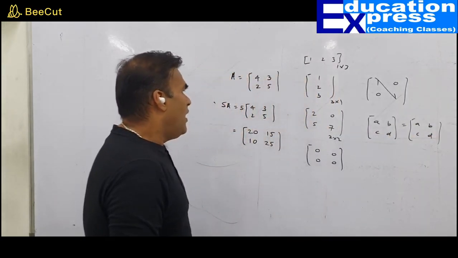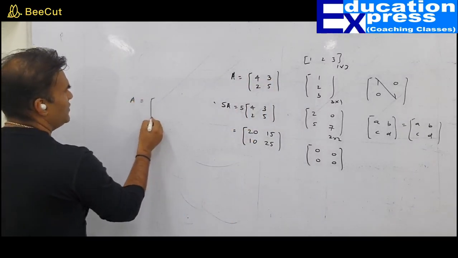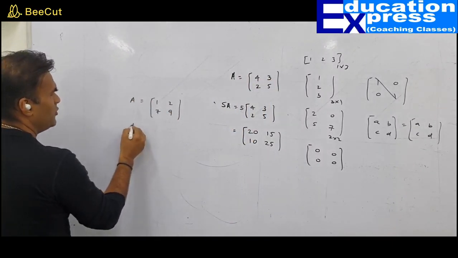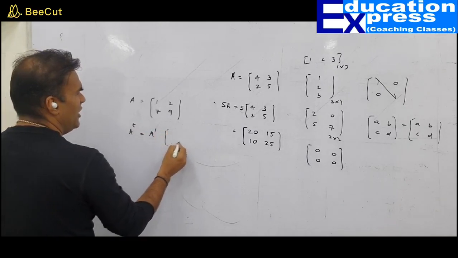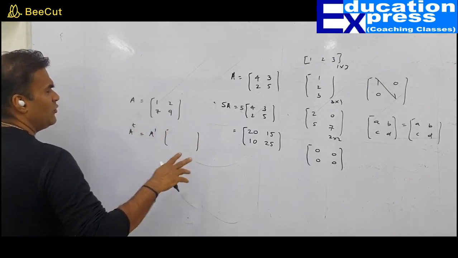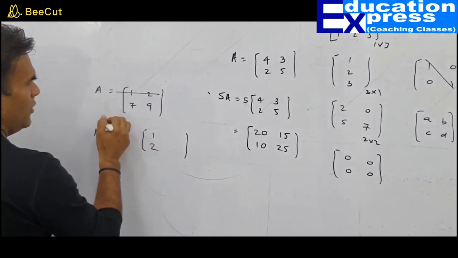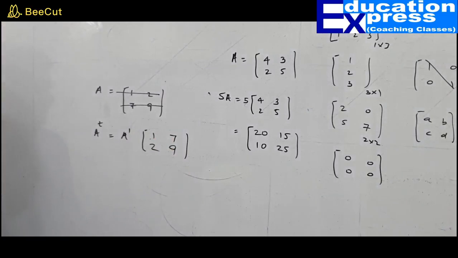homogeneous. We also did the transpose matrix. What is that? If A is 1, 2, 7, 9, then the transpose of A, denoted by A raised to T or A dash, interchanges rows to columns. Row is 1 and 2, it becomes a column. Row is 7, 9, it becomes a column. So this is the transpose of A.